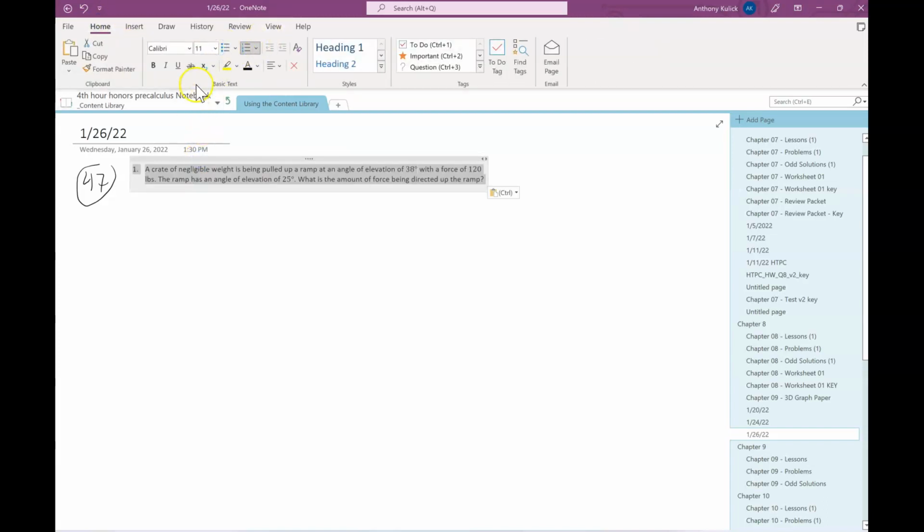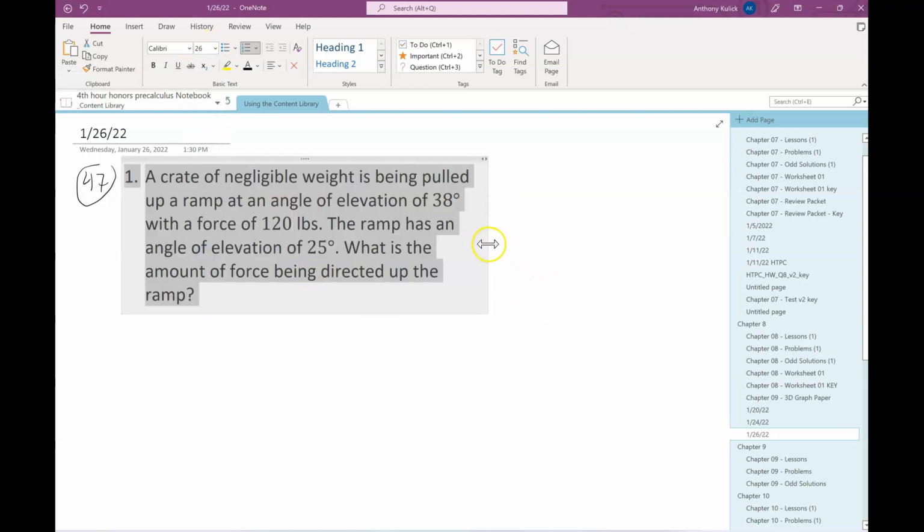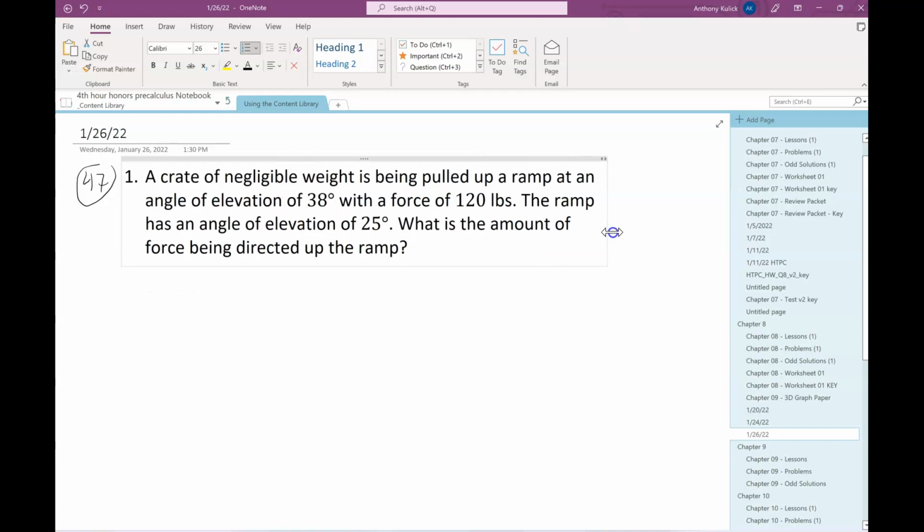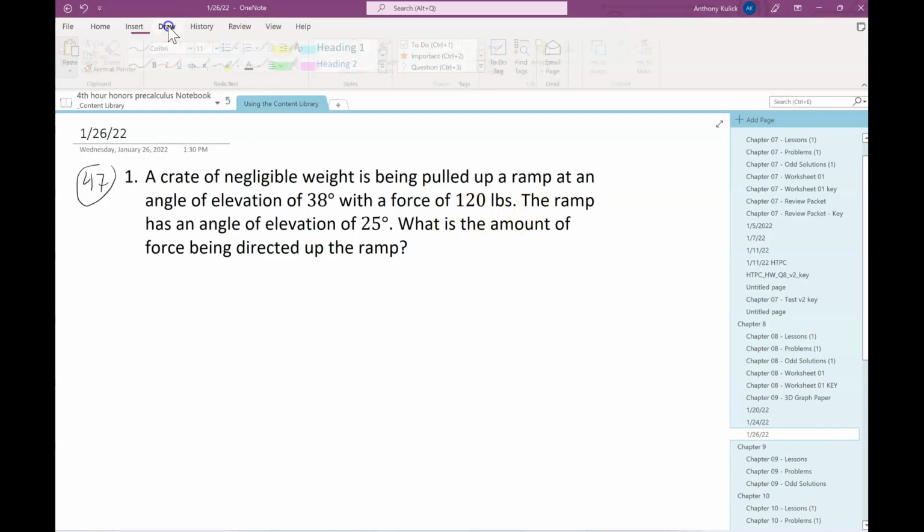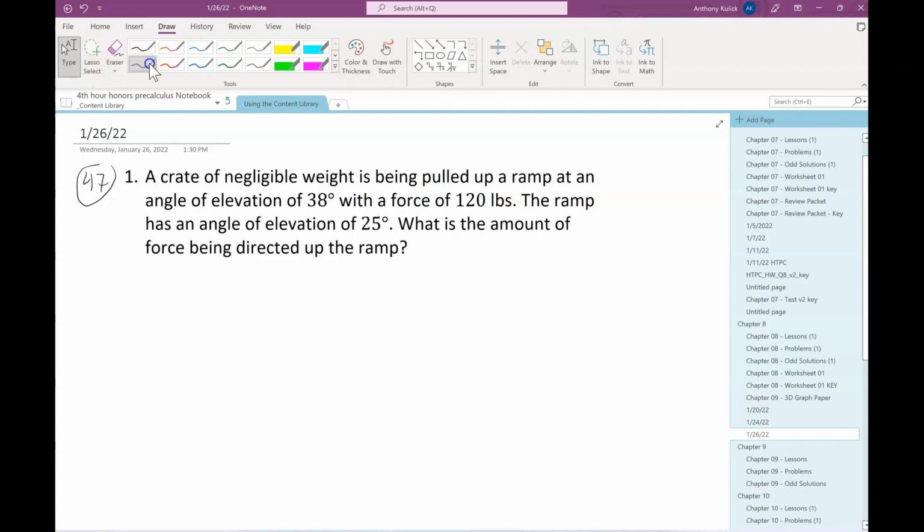So what do we got? We got a crate of negligible weight is being pulled up a ramp at an angle of elevation of 38 degrees with a force of 120 pounds. The ramp has an angle of elevation of 25 degrees. What amount of force is being directed up the ramp? So I'm going to start by just kind of drawing a picture.